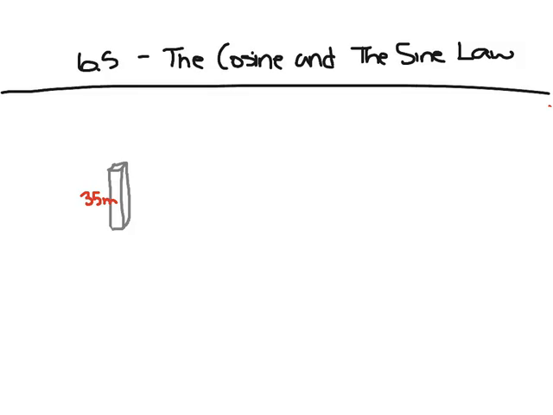David is due north of the tower and measures the angle of elevation to the top of the tower as 70 degrees. Let's say that this is north. So this is David, and he is north, and he's measuring the angle of elevation from where he's standing to the top of the building. That's going to be 70 degrees.